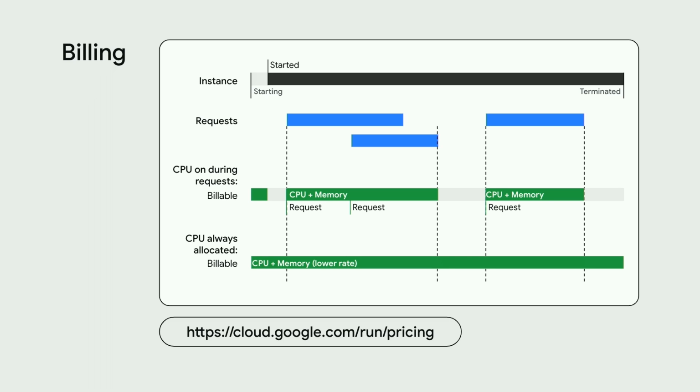Whenever an instance is put into an idle state, the CPU is reduced to conserve resources. You can enable CPU always allocated to keep the CPU ready to go. Keeping the CPU always on can also reduce costs if your service is under constant load because you can take advantage of the reduced prices. And if we determine that it would be cheaper for you to have CPU always allocated, you will see a recommendation in the Cloud Console for Cloud Run.